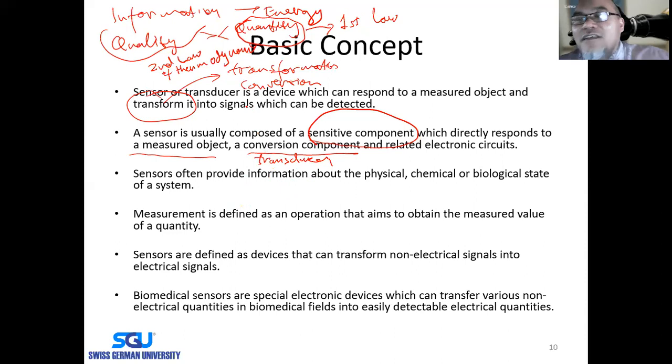So it's not the quantity of the energy, the physical, chemical, but the state, the configuration of that energy, and the entropy of that energy is what is being captured by the sensor. Measurement here then is defined as an operation that aims to obtain the measured value of a quantity.